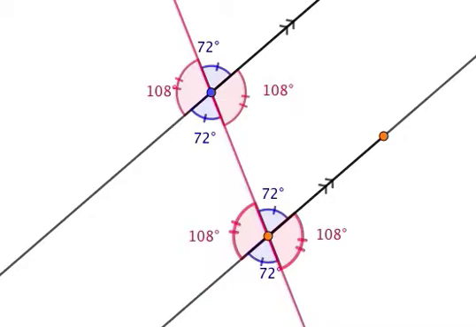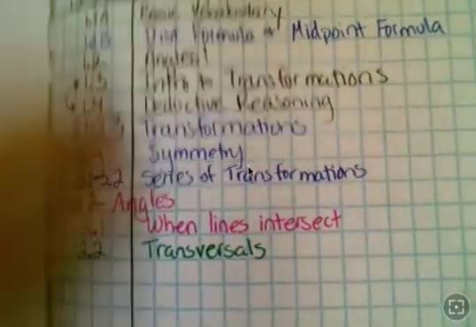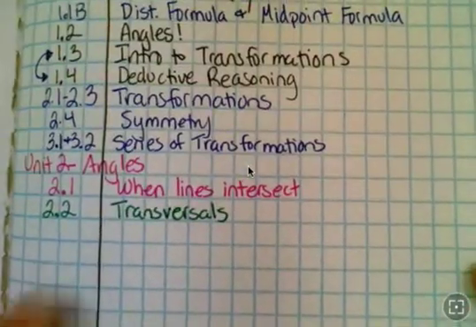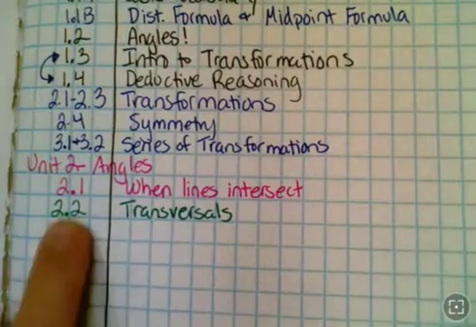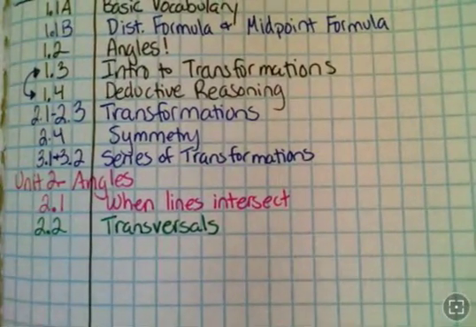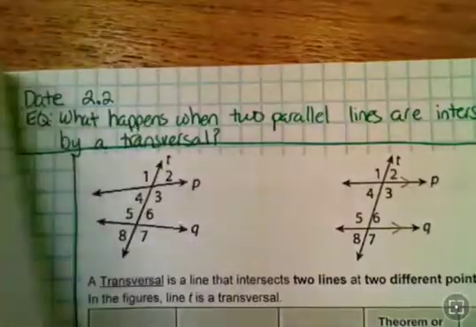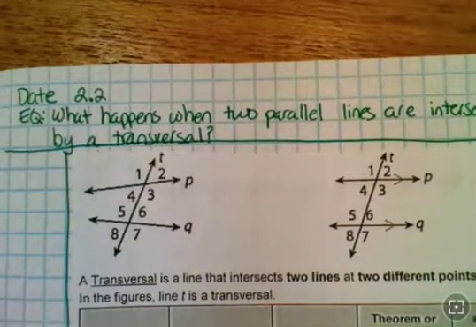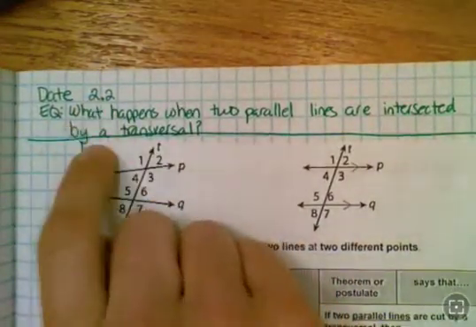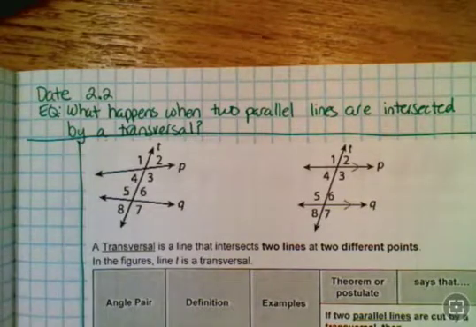Take some notes. Okay, let's take a look at our notebooks at the table of contents. In class last time we did 2.1, when angles intersect, and today we're doing 2.2, our second lesson, which is all about transversals, that red line you just saw. So find a new blank page in your notebook, and go ahead and at the top write today's date. This is lesson 2.2. And the essential question is, what happens when 2 parallel lines are intersected by a transversal?